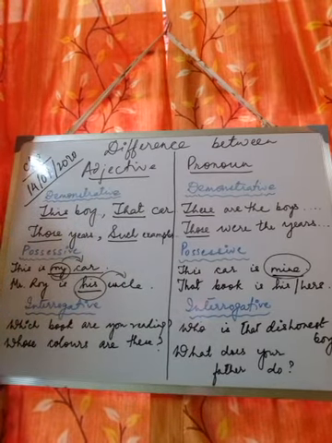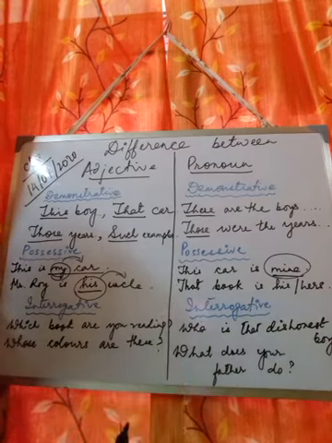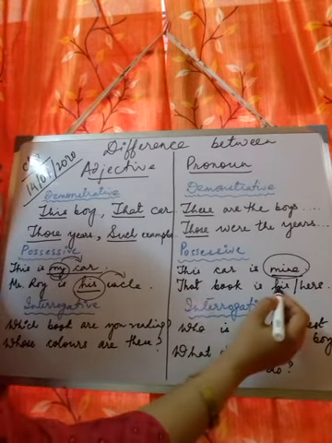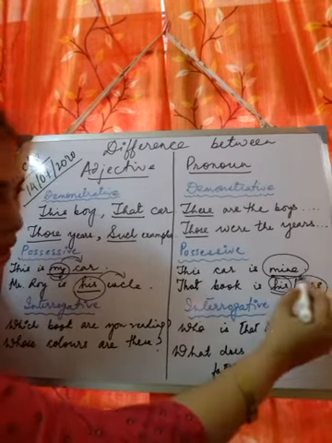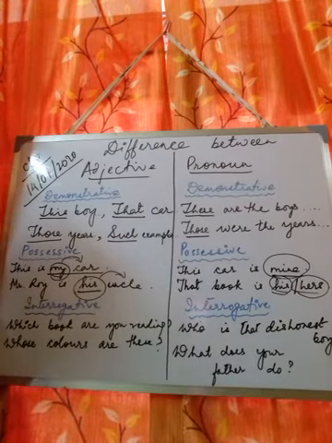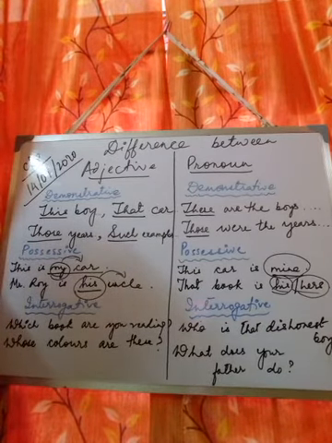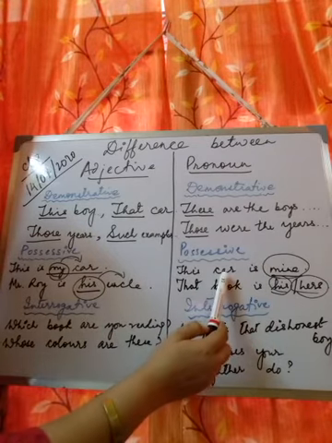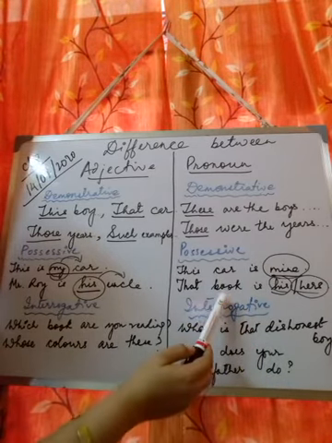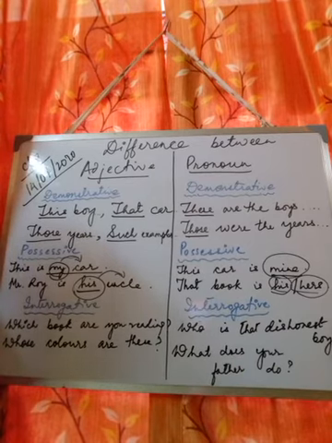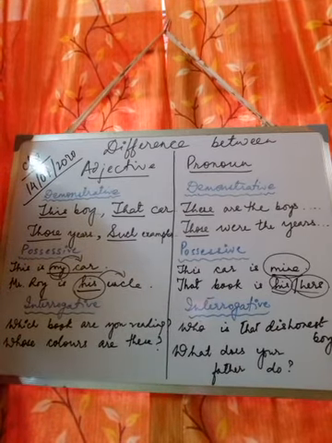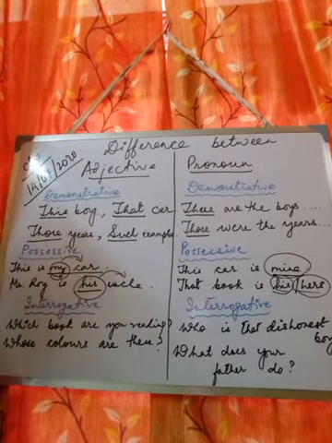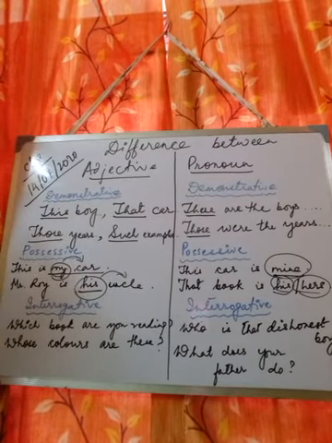So this car is mine. Mine is here the possessive pronoun. That book is his or that book is hers. These are the possessive pronouns used here, talking about possession of, in the first sentence, the car, and in the second sentence, that book. Clear, children? Now moving to interrogative adjectives and interrogative pronouns.